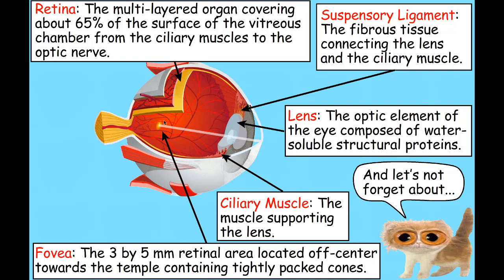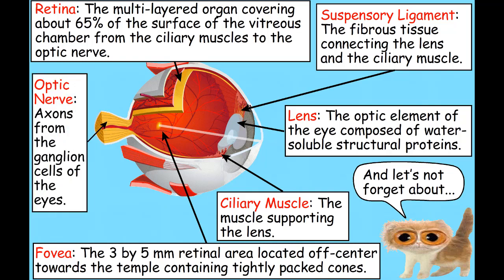The fovea, depicted here as this glowing little dot, is 3 to 5 millimeters of retinal area. It's located slightly off-center towards the temple, and it's that area that contains all those tightly packed cones. The vast majority of the cones, the photosensitive cells that are tuned to specific wavelengths of light, which are smaller than the rods, the other photosensitive kind of cells, are packed in very tightly in that foveal area there.